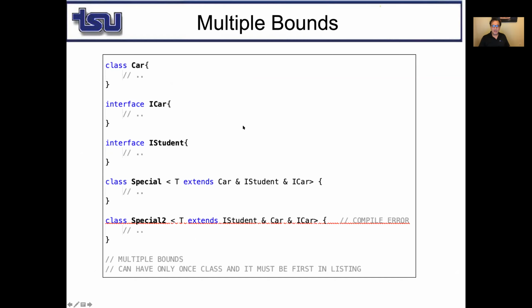You can have multiple bounds. For example, you can have this class Special, okay, which takes T as a parameter, but there are multiple bounds. That means T will be a class, either Car or extending Car. It may be the IStudent interface or something implementing that, or it may be ICar or something that implements ICar. But you can have only one class, and the class must be the first thing.